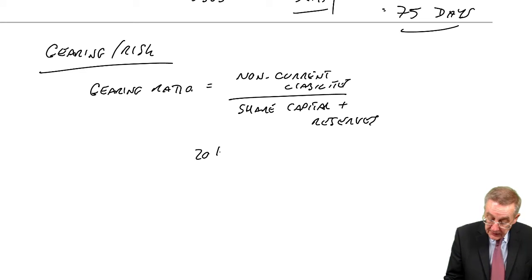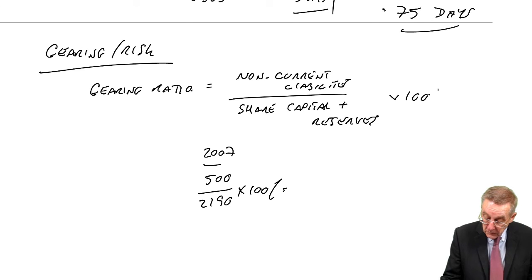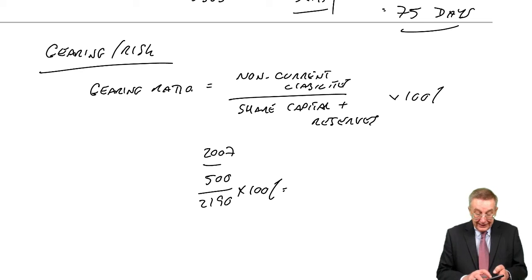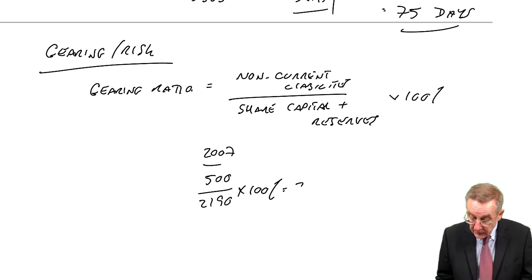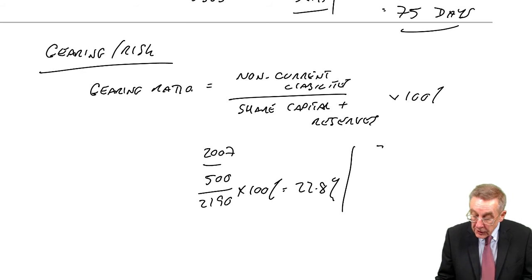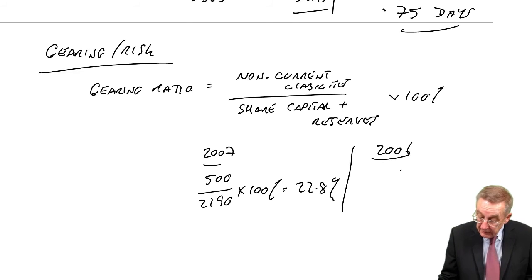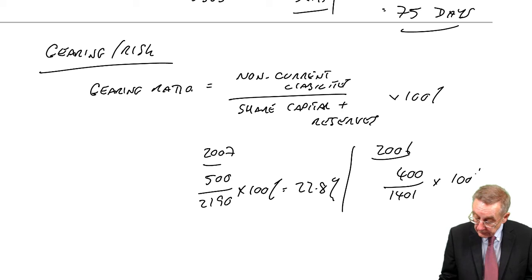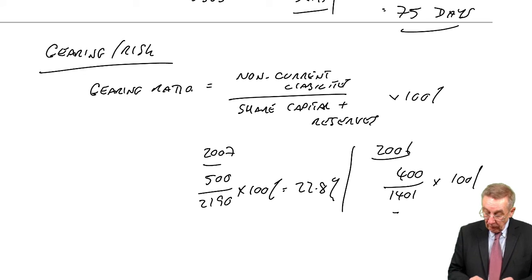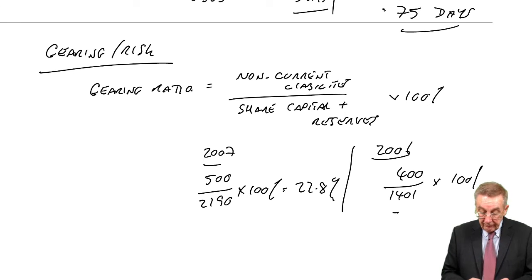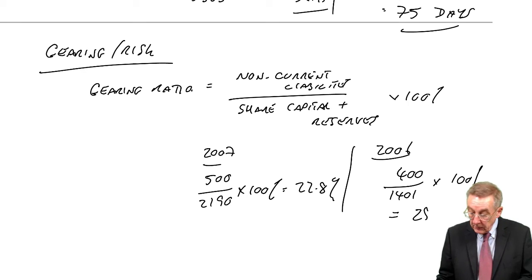Well, what's that for 2007? Non-current liabilities are 500, share capital plus reserves is 2190, which is 22.8%. In 2006, 400 over 1401, 28.6%.